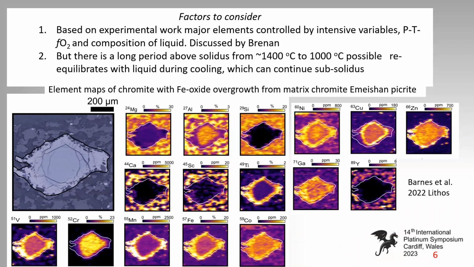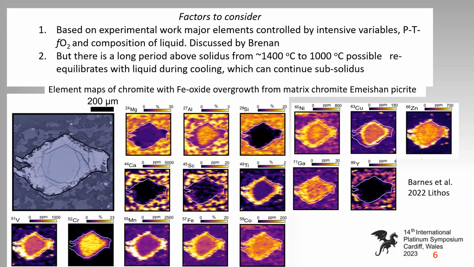So we have to consider various things based on the experimental work, and this is true for almost any phase reaching saturation. We need to consider the intensive variables: pressure, temperature, oxygen fugacity, composition of the liquid, as discussed by James this morning. But then we have to think, after the chromite crystallizes, there's quite a long period above the solidus, depending on which sort of magma we've got. In a chromitite, it can be going from 1500 to 1000 degrees, and the chromite's just sitting there and possibly reacting with the liquid.